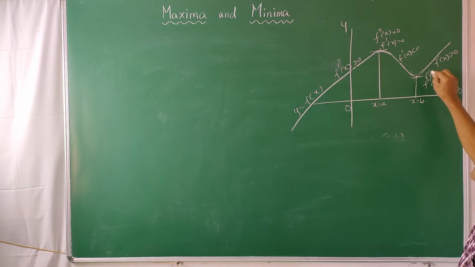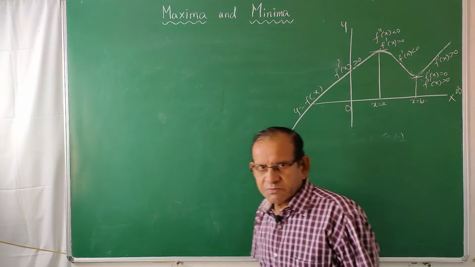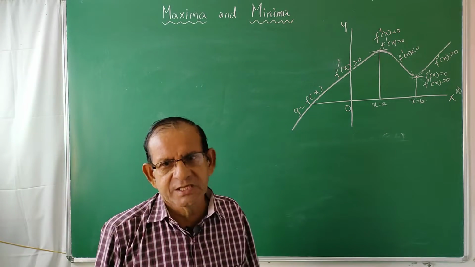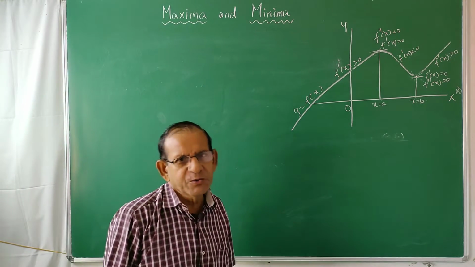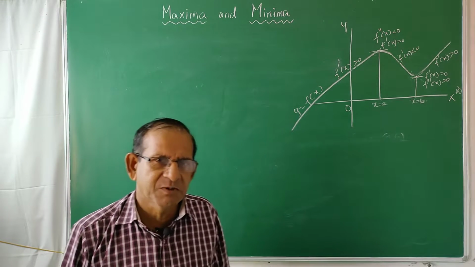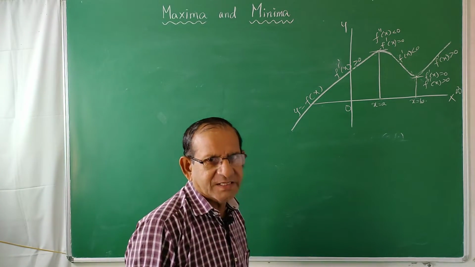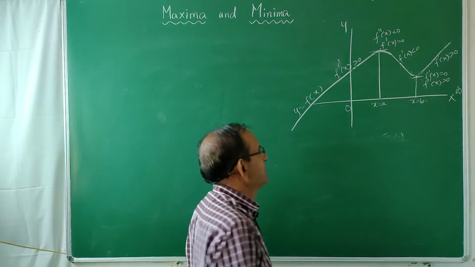So first derivative is 0. So at both the points, at relative maximum and relative minimum, the first derivative is 0. So how to know whether the function is having relative maximum or relative minimum where f dash x is 0? Now let us consider f dash x now, not fx.